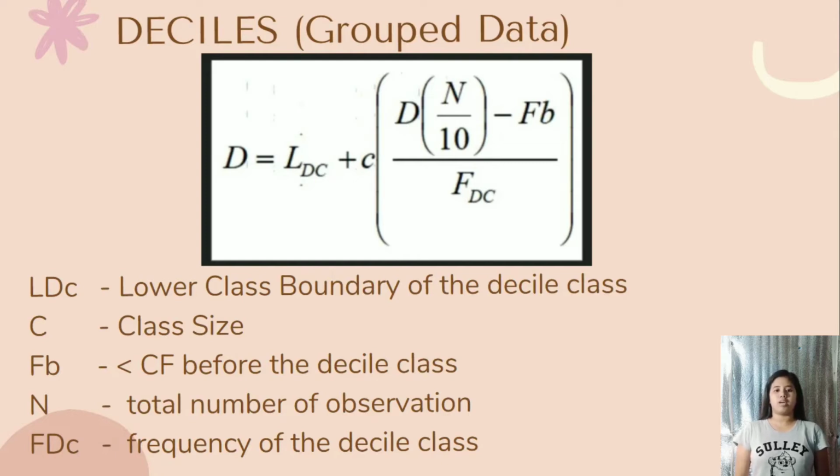N over 10 minus F sub B close parenthesis, all over F sub DC, where L sub DC is the lower class boundary of the decile class, C is the class size, F sub B is the less than cumulative frequency before the decile class, N is the total number of observations, and F sub DC is the frequency of the decile class.